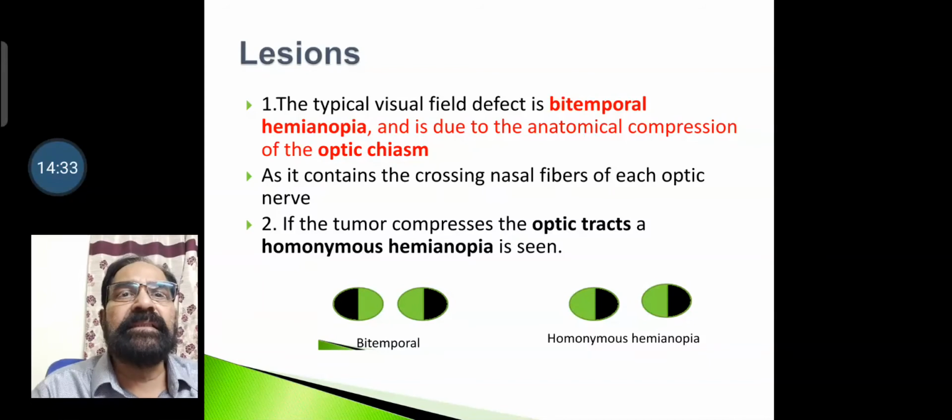Then coming to lesions. The typical visual field defect in bitemporal hemianopia is due to anatomical compression of the optic chiasma, as the optic chiasma contains the crossing nasal fibers of each optic nerve. And the second one is if the tumor compresses the optic tract, it causes homonymous hemianopia, and this you can see in the picture, that is in bitemporal hemianopia, both sides of the temporal vision is lost, whereas in homonymous hemianopia, the same side vision is lost.